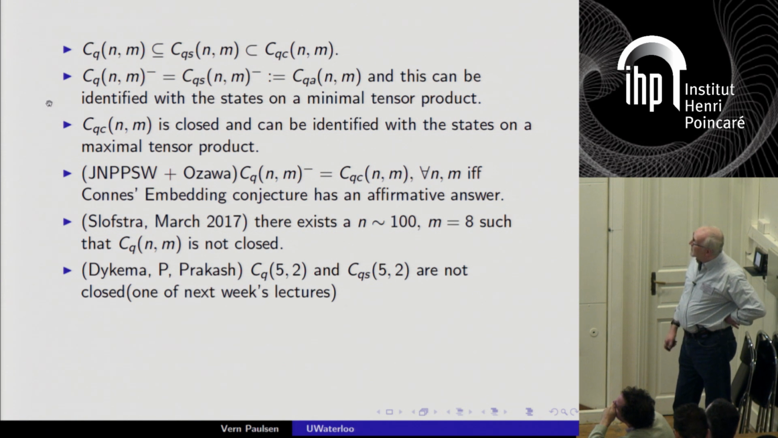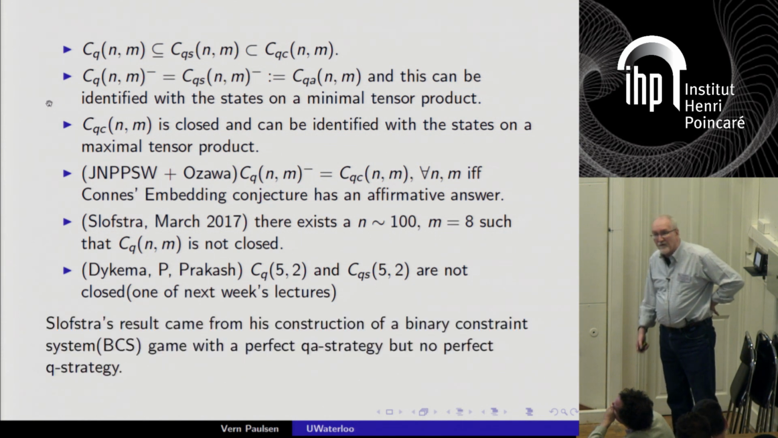So one of the things I want to talk about next week is we have a proof. It's so fresh it's not on the archive yet. We can now show that if you go all the way down to 5 inputs and 2 outputs, the sets are not closed, the CQ and the CQA. And that's joint with Ken Dykema and one of my thesis students, Jitendra Prakash.